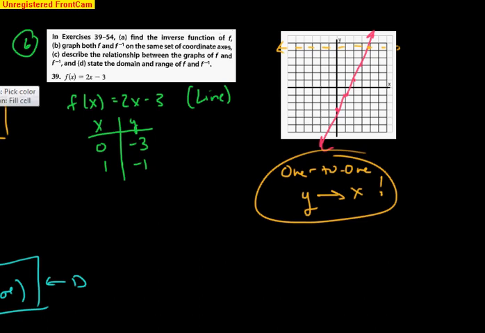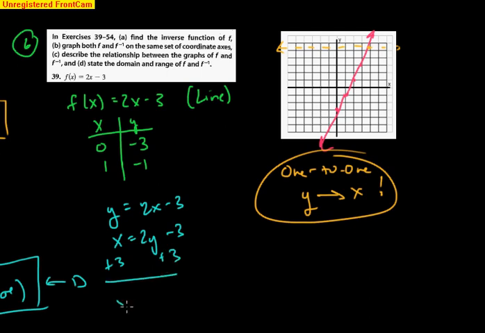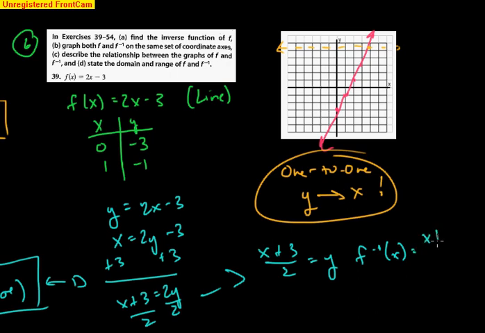Alright. So now let's go ahead and find the inverse. To find the inverse, we're going to replace f of x with y. We're going to switch x and y. And we're going to solve for y by adding 3 to both sides. x plus 3 equals 2y. Divide by 2. And we get (x plus 3) over 2 equals y. And we'll finish it up by putting f inverse in place of y. (x plus 3) over 2. There's your inverse function.